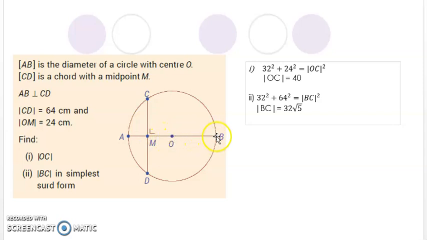Now, this length here, this is a radius. So is OC. OC is a radius, that's 40. OB is a radius, that's 40. So the length from M to B is 40 plus 24, which is 64. And we can then use Pythagoras' theorem, saying 32 squared plus 64 squared is equal to BC squared, and evaluate that.